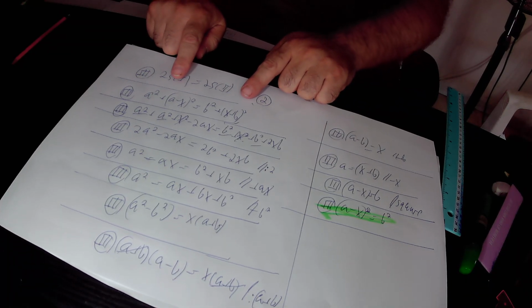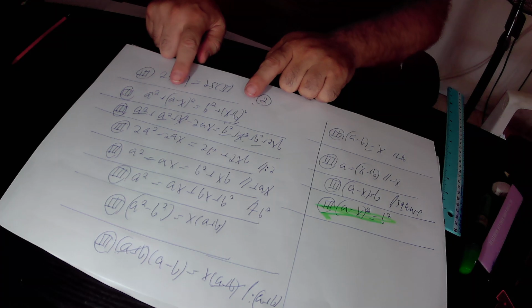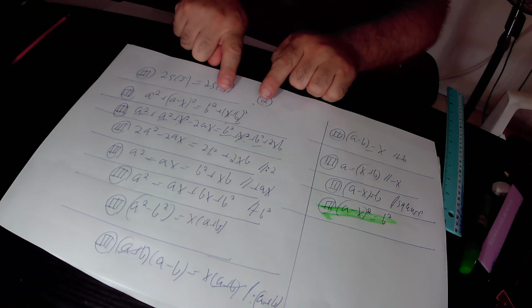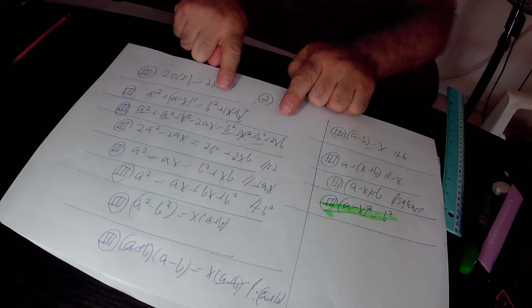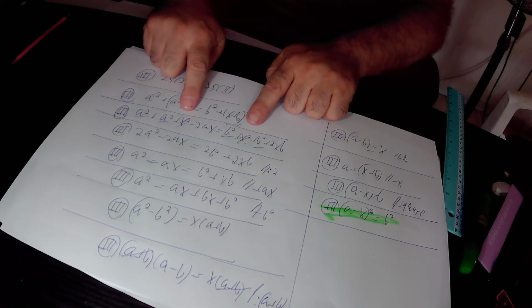Here we open the brackets on both sides of this equation, and we find that according to equation 3, A squared plus (A minus X) squared equals A squared plus X squared minus 2 times A times X, and it equals B squared plus (X plus B) squared, which equals X squared plus B squared plus 2 times X times B. Here we have X squared on both sides of this equation, so X squared will get cancelled.